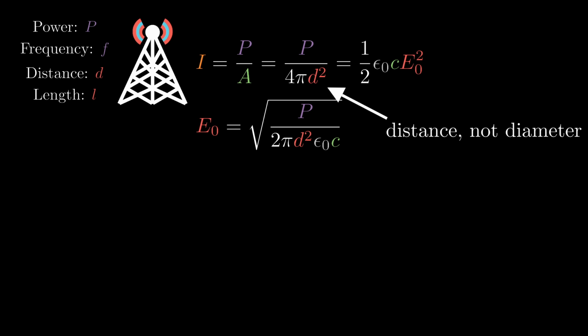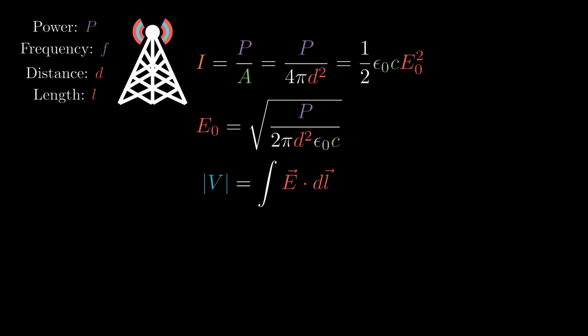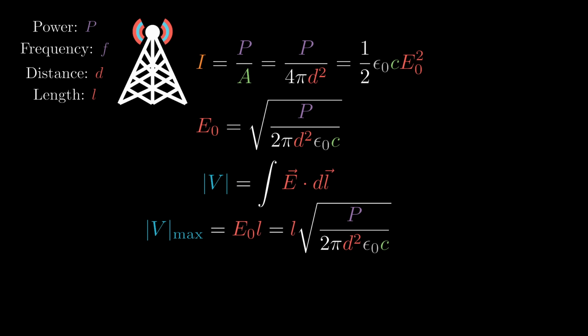And now that we know what the maximum electric field is, we can get voltage from the electric field. We only care about the magnitude in this case, and since we want the maximum possible voltage, we'll go ahead and assume that E and dl point in the same direction. So we just get E naught times L, or this.